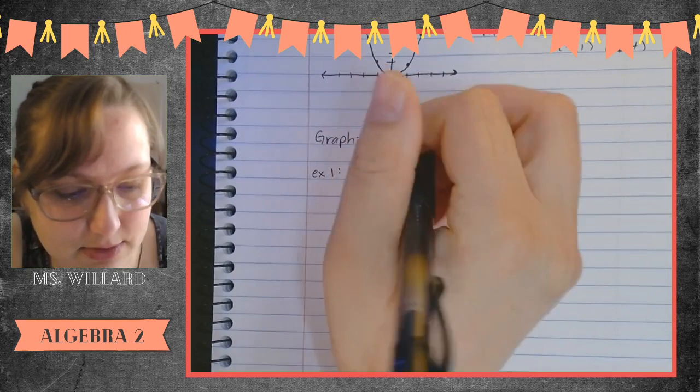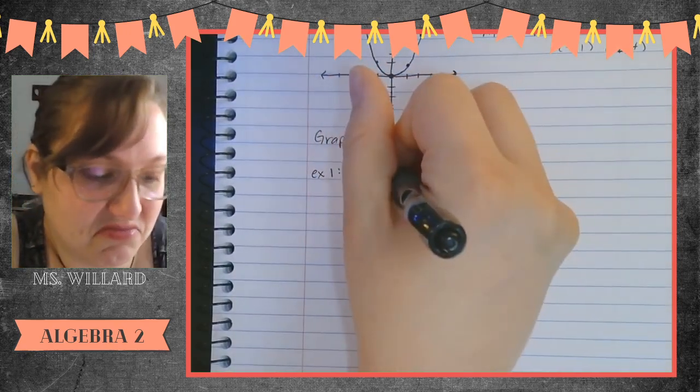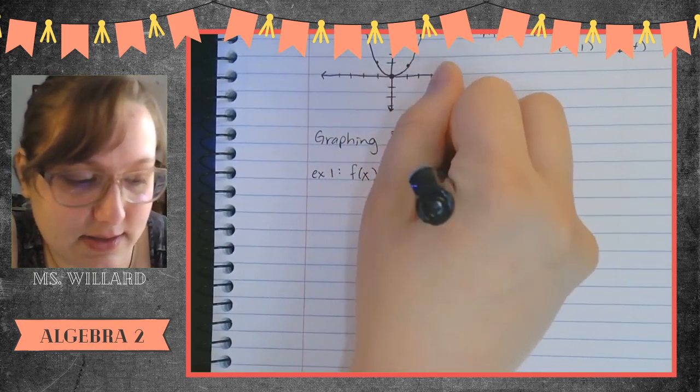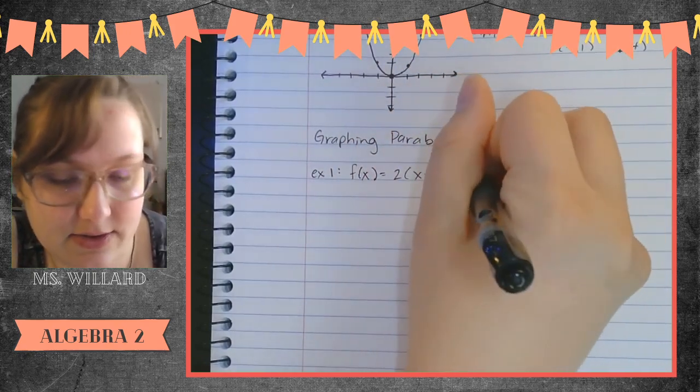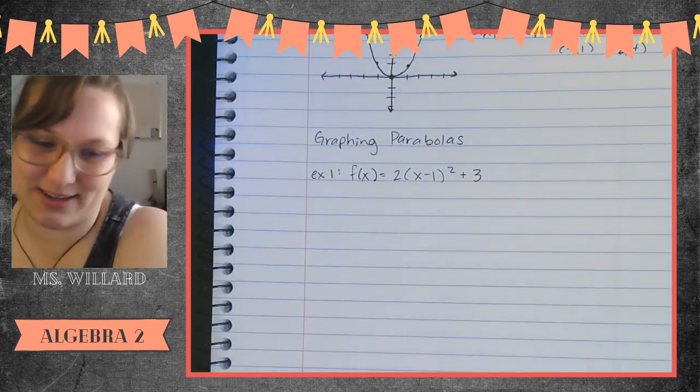So here's my first example. We're going to do f of x equals 2 times x minus 1 squared plus 3. I'm making this up, by the way, because I can do any numbers I want.